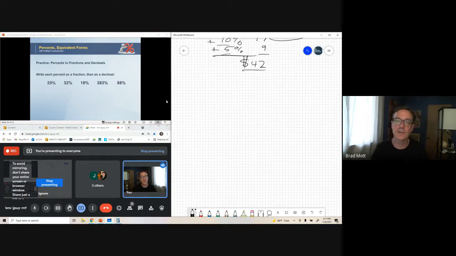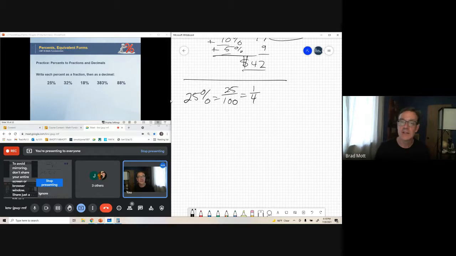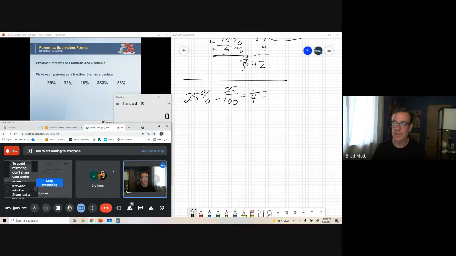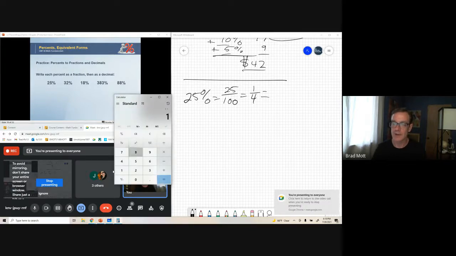Okay, so you should be able to write each percent as a fraction, then as a decimal. I'll do the first one. So 25% as a fraction is the same as 25 over 100. In simplest terms, 25 goes into itself once and into 100 four times. So that is the fraction. Then as a decimal, 1 divided by 4 is 0.25.